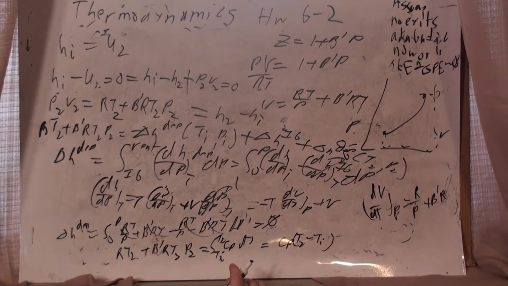Well, I know T_i, I know C_P, because I look it up. I know P_2, I know R, I know B prime. I know everything, so I can solve for T_2. At this point, it's just algebra. And that's just the way that departure function works, so to speak.